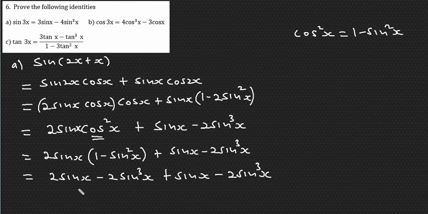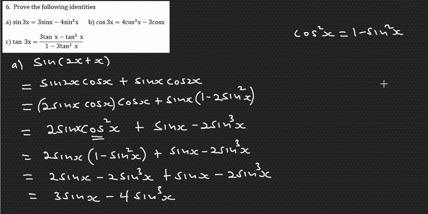So let us see, we have a sine here and a sine here, 2 sine and 1 sine gives us a 3 sine x. Then minus 2 sine cubed minus 2 sine cubed, that is minus 4 sine cubed x. And that part A is proved. So let us go to part B.